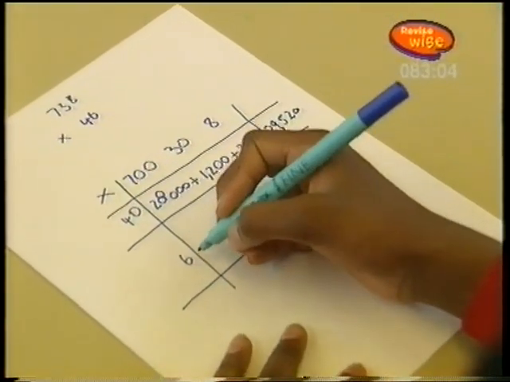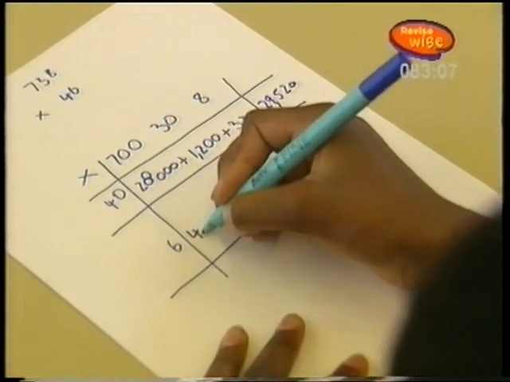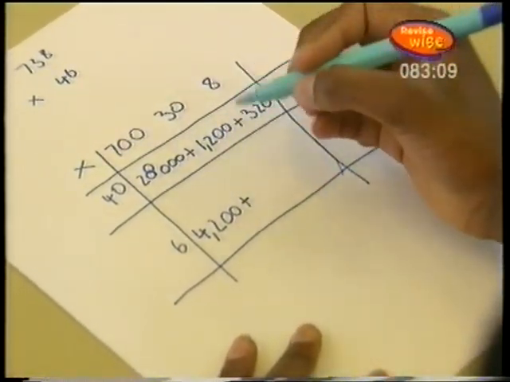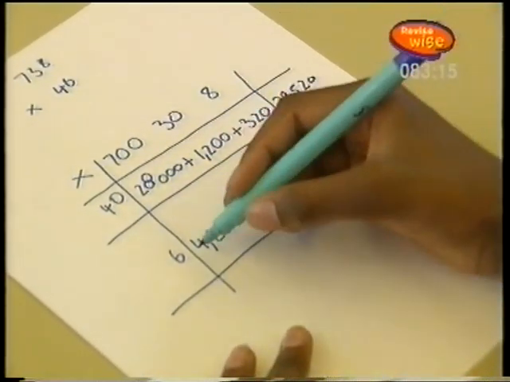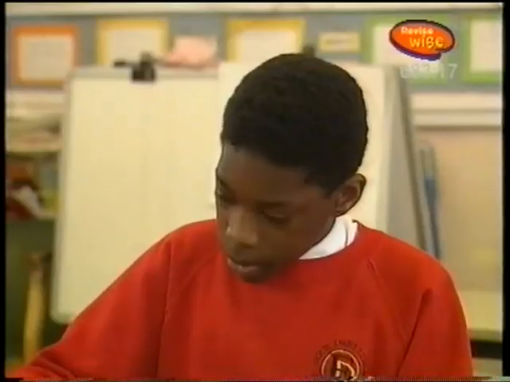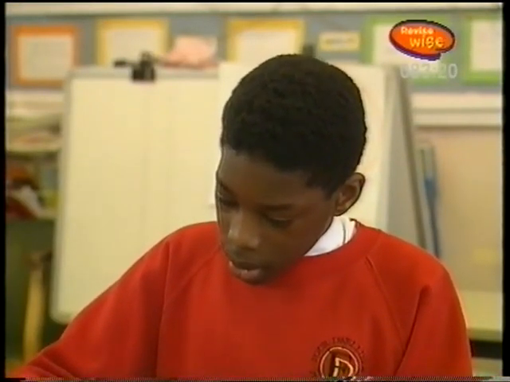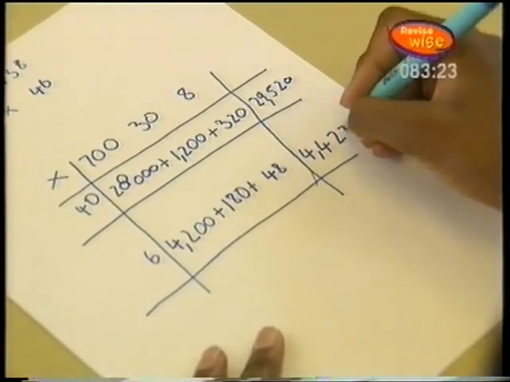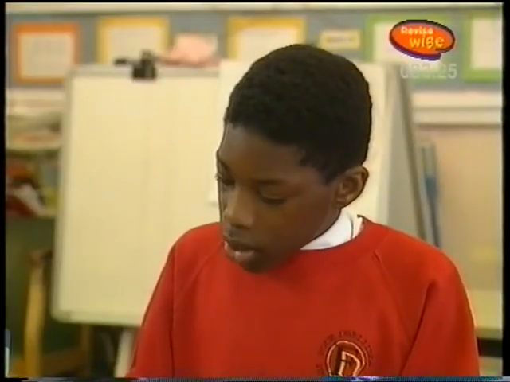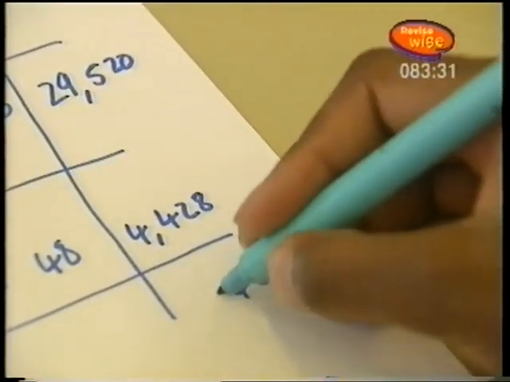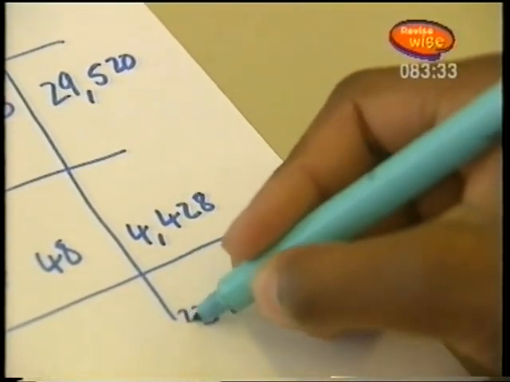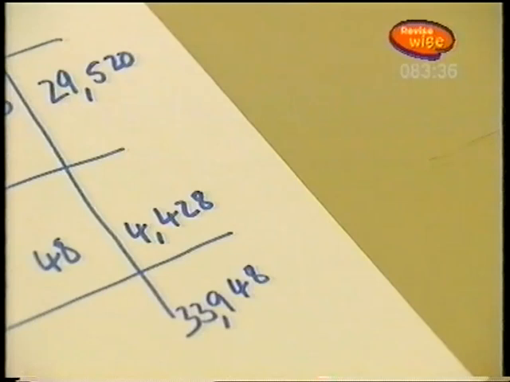29,520. I'm going to do 6 times 700, which equals 4,200. 6 times 30 equals 180. 6 times 8 equals 48. Add those all together and it equals 4,428. Add those all together and the answer is 33,948. With a big sum like this, there are lots of chances of making a mistake.